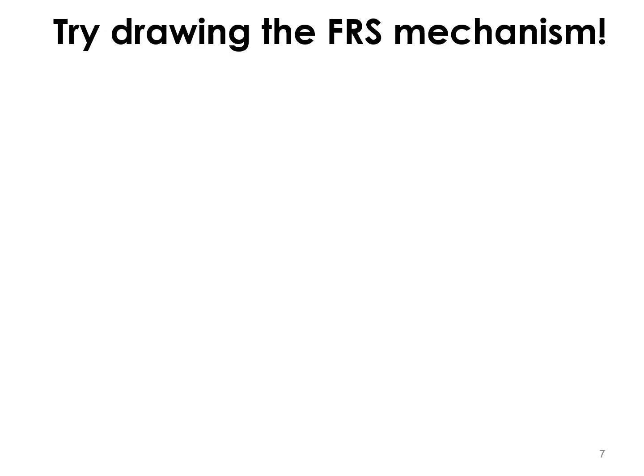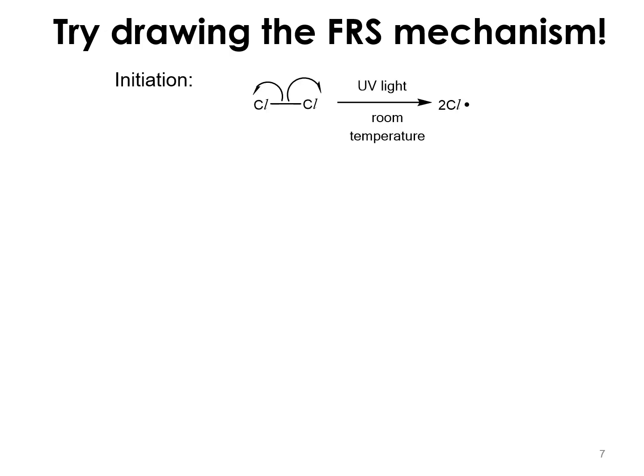Welcome back. Let us go through the mechanism. For a start, remember that it is compulsory to write the three headers: initiation, propagation, and termination. During initiation, a chlorine molecule absorbs energy in the form of UV light. This results in the Cl-Cl bond breaking homolytically to give two chlorine radicals. So I expect you to draw two half arrows starting from the Cl-Cl bond and ending on the Cl atoms.